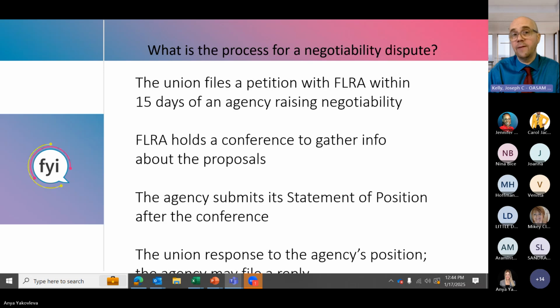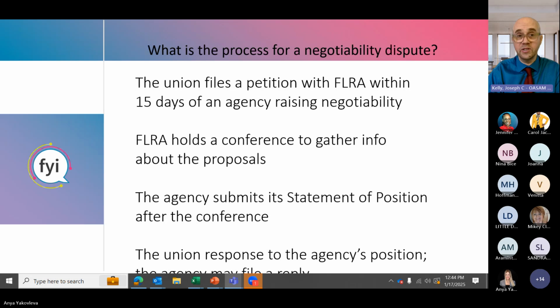Once the petition is filed, the FLRA will call for a post-petition conference to gather more information from both parties. Both parties attend along with an FLRA agent, and they bring together all their arguments and evidence and lay everything out on the table. No decision is made at that conference. It's just a venue for the parties and the FLRA to gather more information about the parties' positions and any evidence that supports those positions.